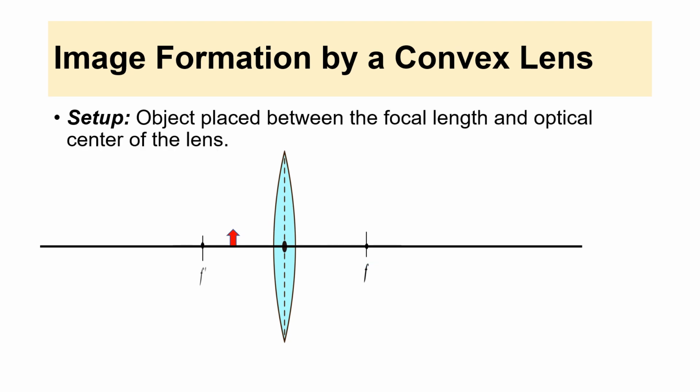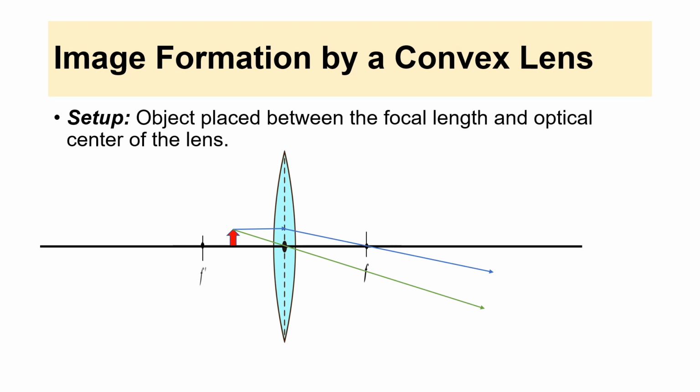If we're going to move the object between the focal length and the optical center, will there be an image formed? Let's find out. First, we're going to draw another parallel ray, allow it to pass through the focus, and then another ray from the tip towards the optical center. We can see that there is no intersection between the refracted ray number 1 and number 2.